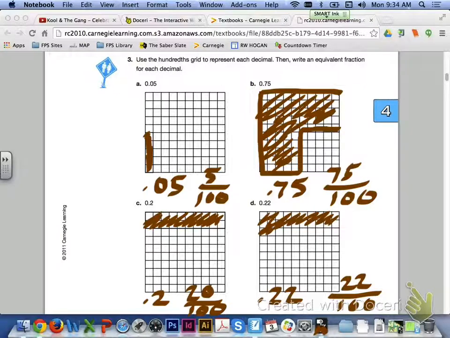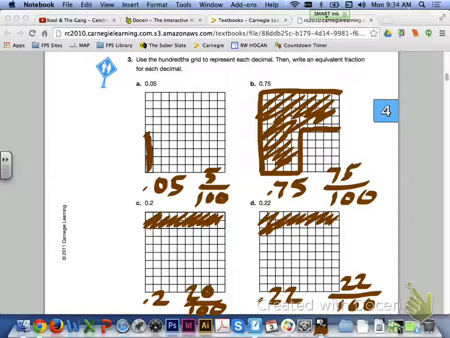So here is what your grids could potentially look like. Yours may look a little different than mine. For letter A, I have 5 of those squares colored in. The decimal representation would be 0.05 and the fraction equivalent would be 5 over 100. For letter B, 75 squares colored in, 0.75 for the decimal and 75 over 100 for the fraction.